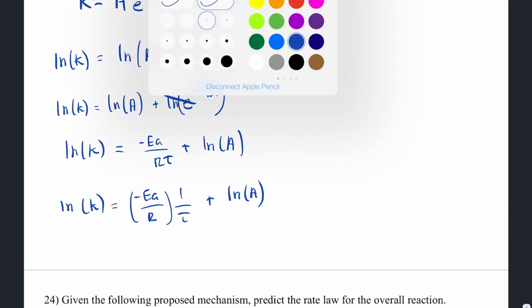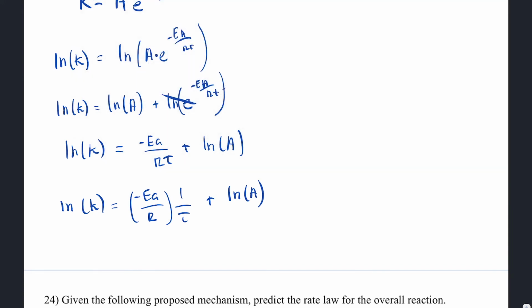Which part of this equation is analogous to y equals mx plus b? Let's take a look. The natural log of K is going to be the y. My slope is going to be this negative EA over R. And x is going to be 1 over temperature, and my y-intercept, b, is going to be the natural log of A. Great. So we have all of the components that we need to solve this problem. We derived the equation ourselves.